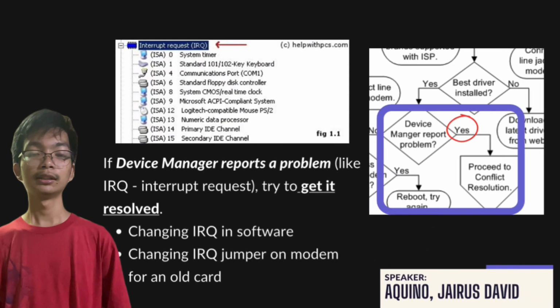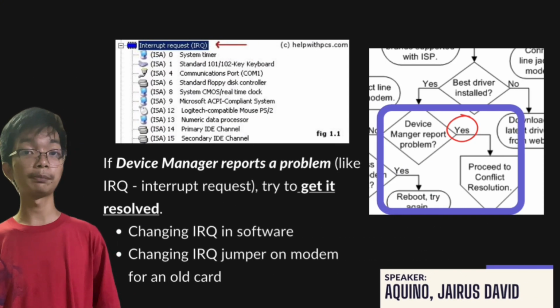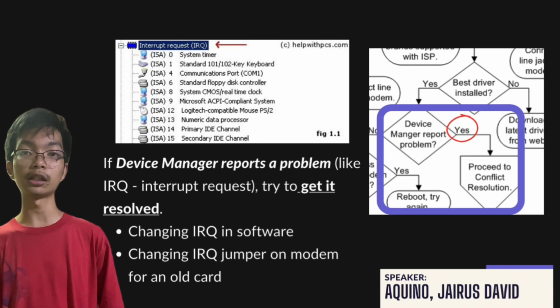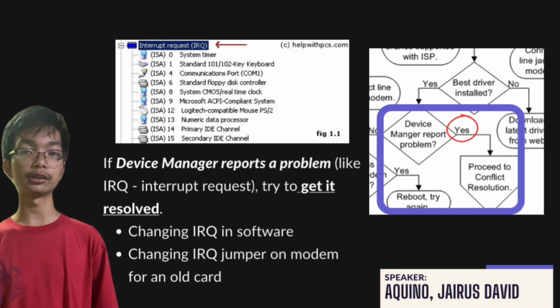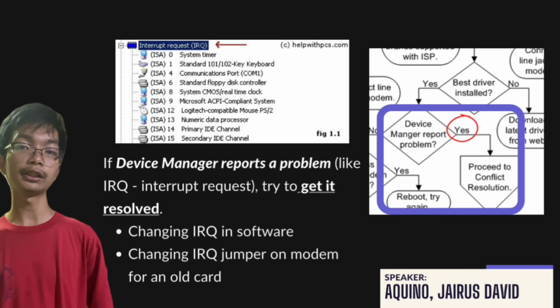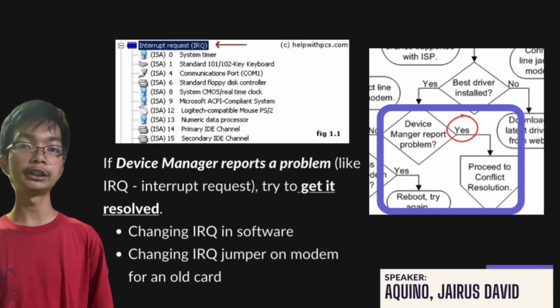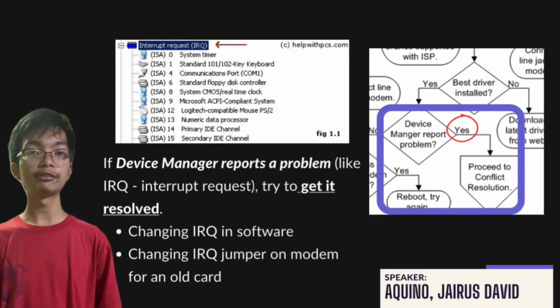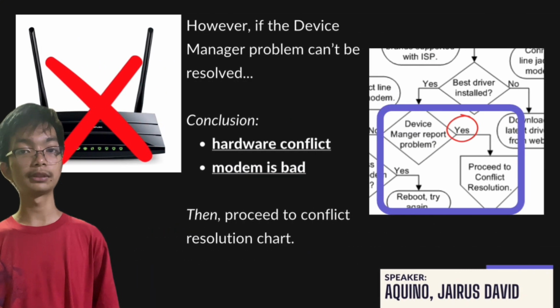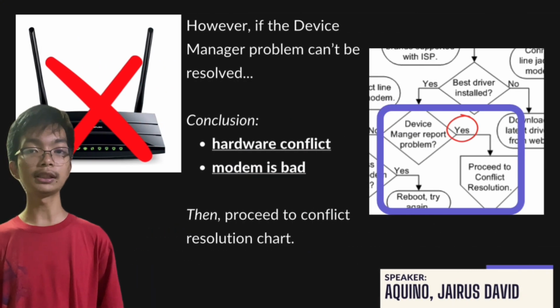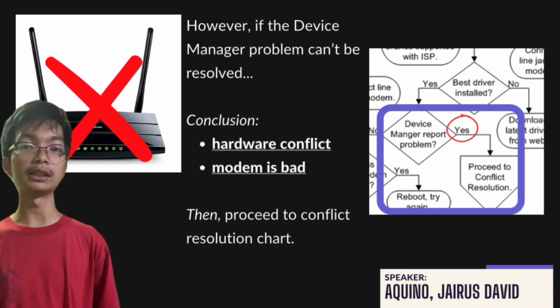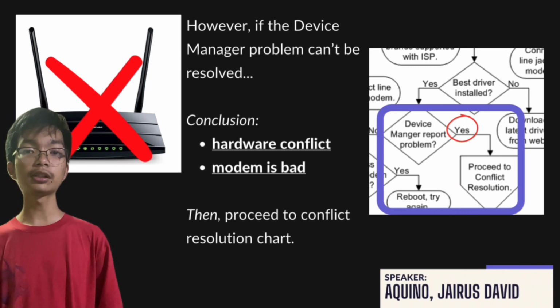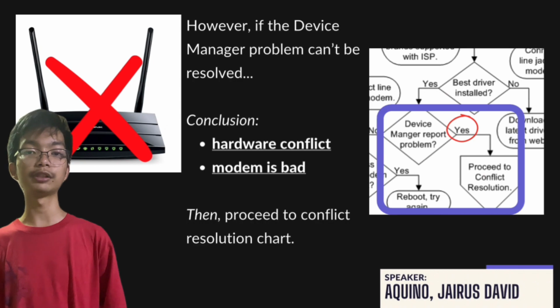Let's go back. If the device manager does report a problem like IRQ or interrupt requests, try getting it resolved. You may try changing the IRQ in software or change its jumper on the modem for an old card. However, if the device manager problem can't be solved, you're experiencing a hardware conflict or your modem is considered bad. It is recommended to proceed to the conflict resolution chart.